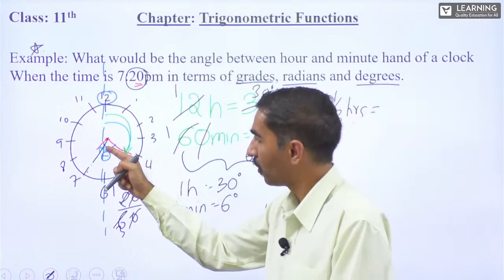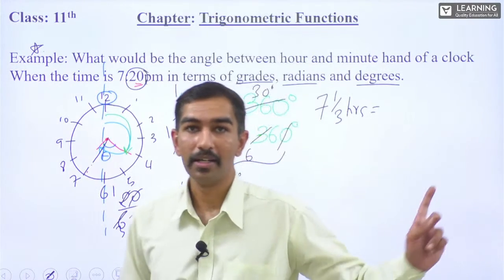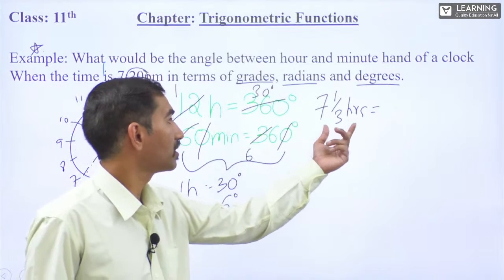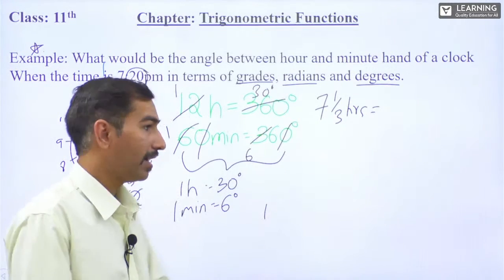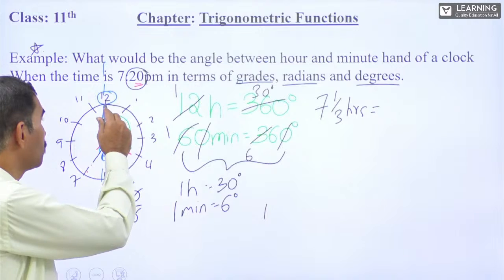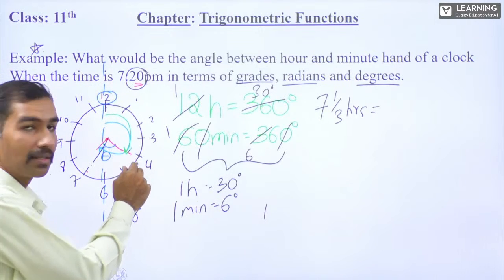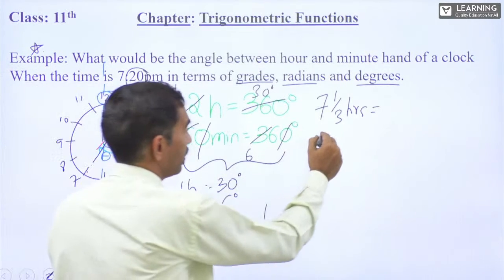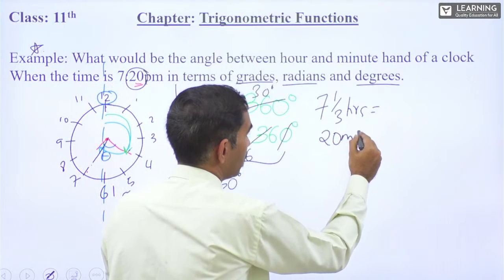It has moved a little bit forward, right? That is why we are getting what? 7 1 by 3 hours. So this is the hour hand movement. And how much the minute hand has moved, students? From 12, if you see, exactly at 4 it is. Exactly at 4 means 20 minutes. So the minute hand has moved 20 minutes.